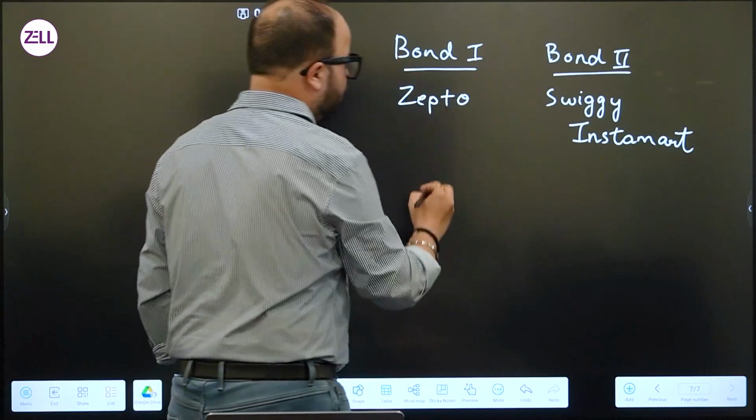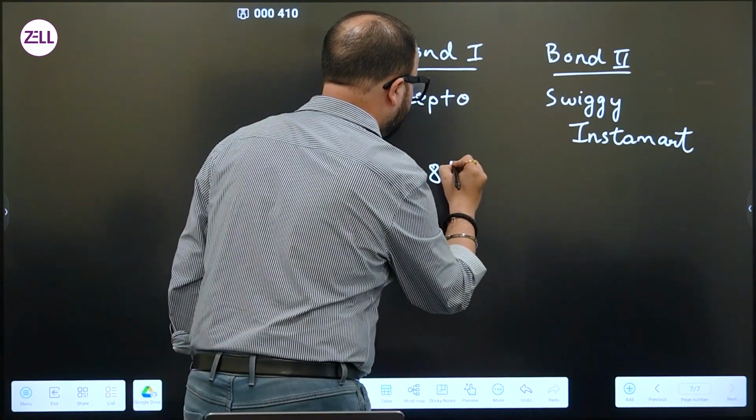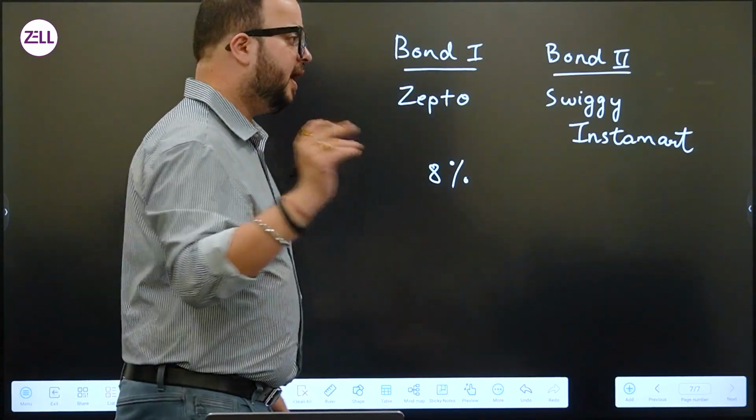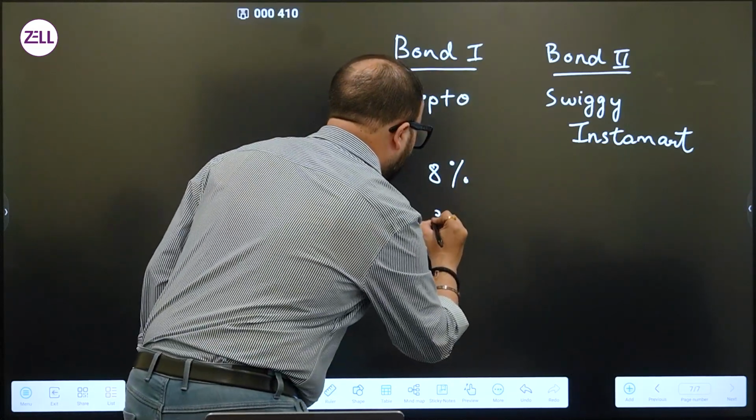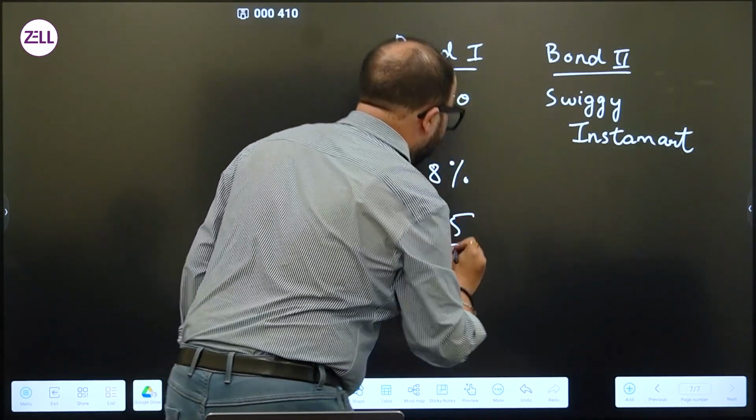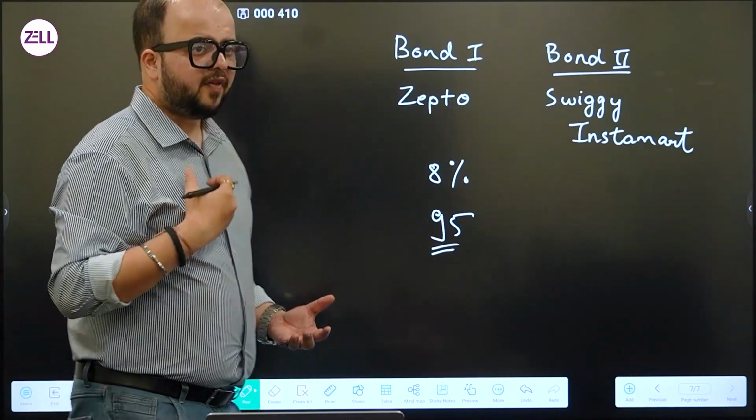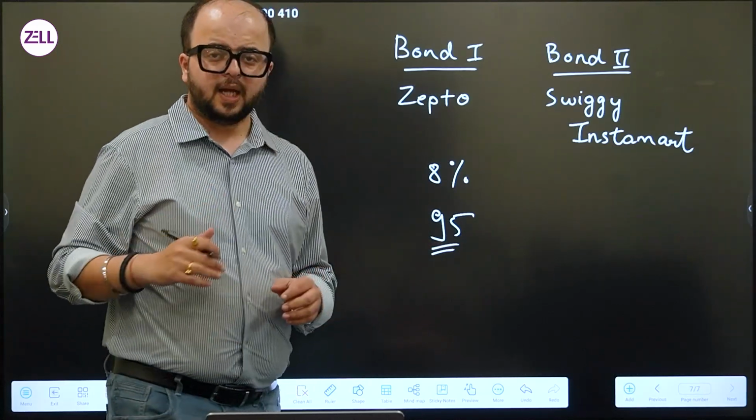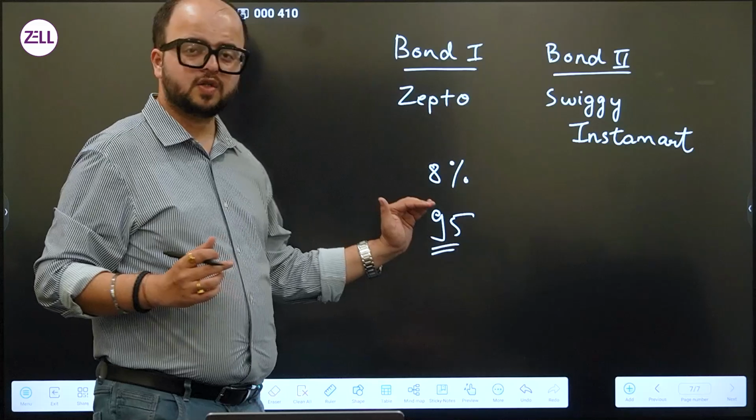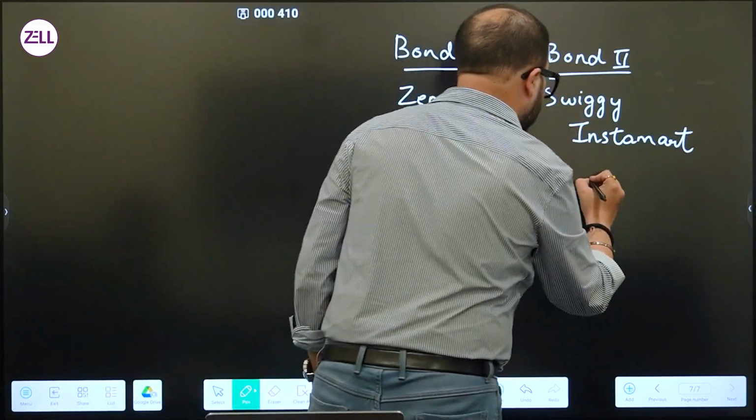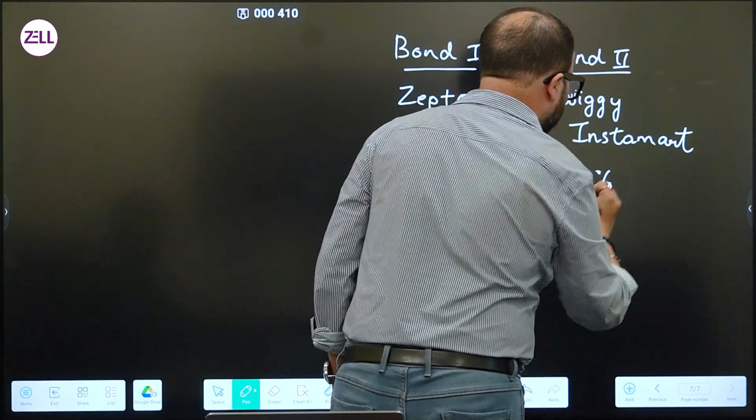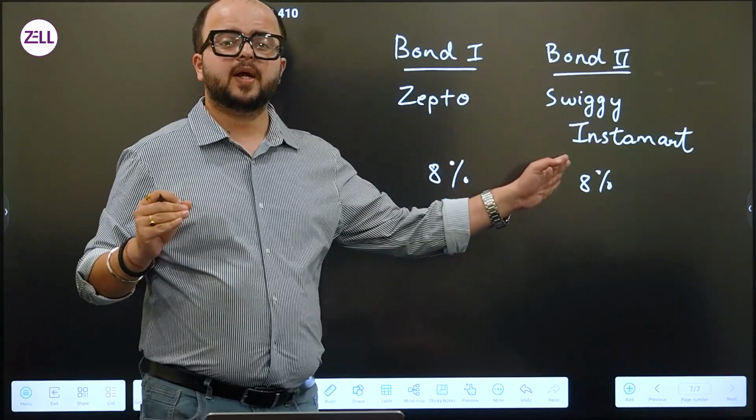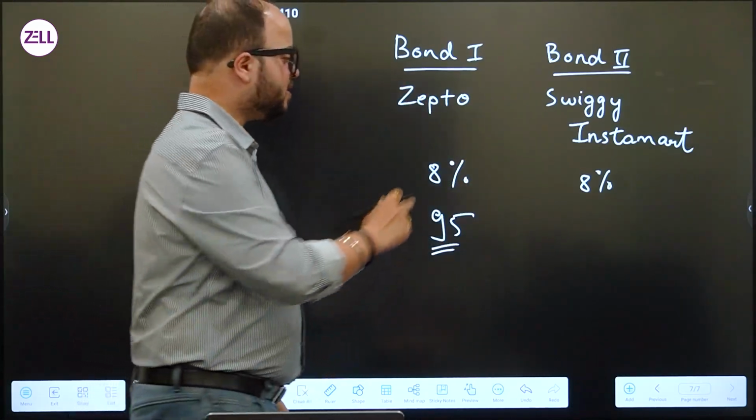Now, Zepto gives interest of 8% coupon rate, and with that the price of the bond in the open market is 95 rupees. It is not listed on the stock exchange, but if anybody wants to buy a bond of Zepto or a debenture of Zepto, it is at 95. Now, you don't hold bonds of Zepto, but you hold bonds of Swiggy Instamart. You have given a loan to Swiggy Instamart, and the coupon rate, the rate at which it is going to pay you interest on that borrowing, is again 8%.